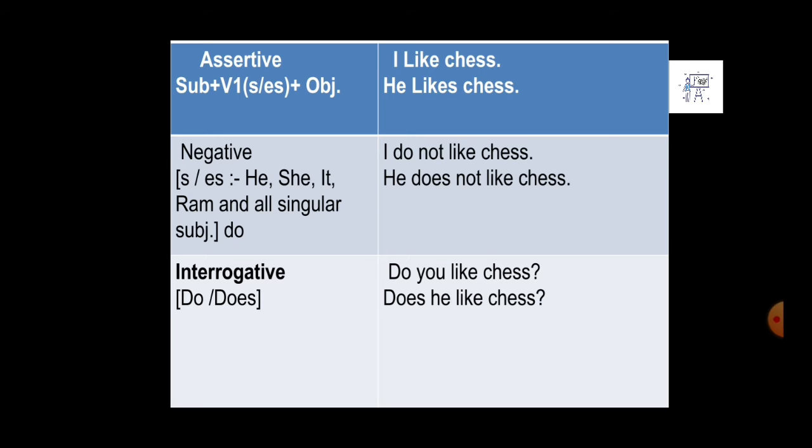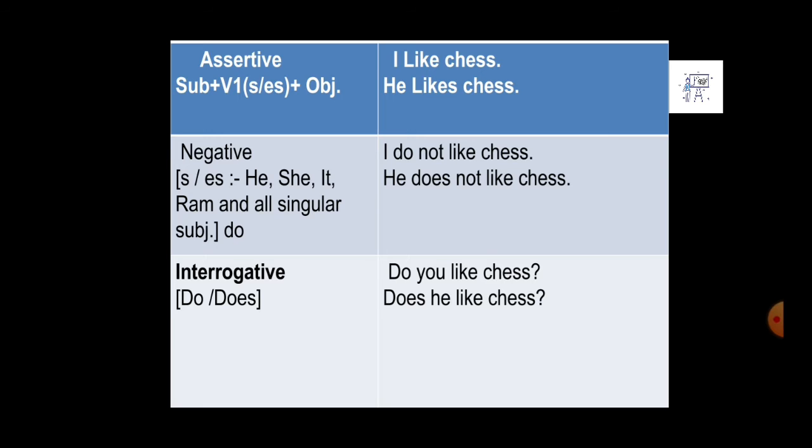I like. I is first person, and with that we use first form of the verb. Here likes is not used. Fine. In the same way, second sentence is written. Here we have used he likes. With he we use s or es. With she also, with it also.